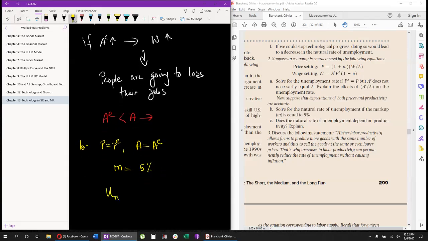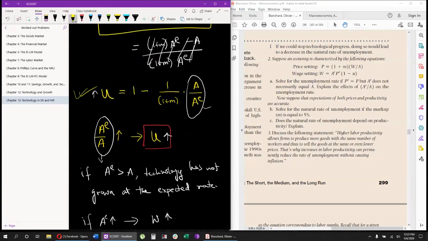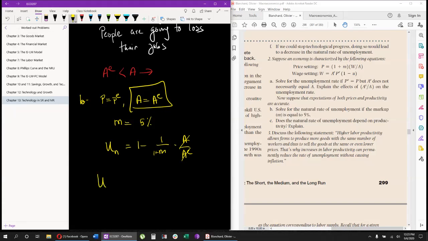Okay. The natural rate of unemployment is given by this equation that we have already calculated. So that is UN equals Y times 1 minus 1 by (1 plus M) times A over AE. Now we know that A is equal to AE, so this cancels out. We are left with UN equals Y times (1 minus 1 by 1 plus M). M is 0.05, yeah, 5%.